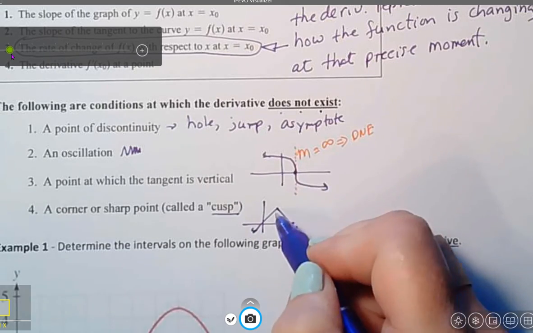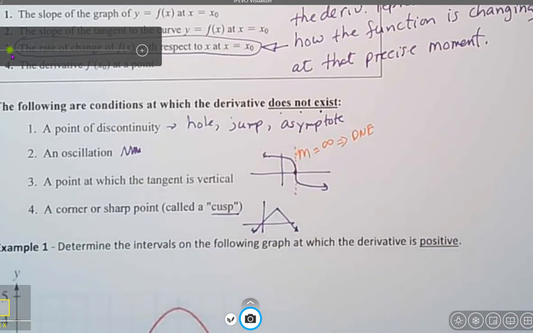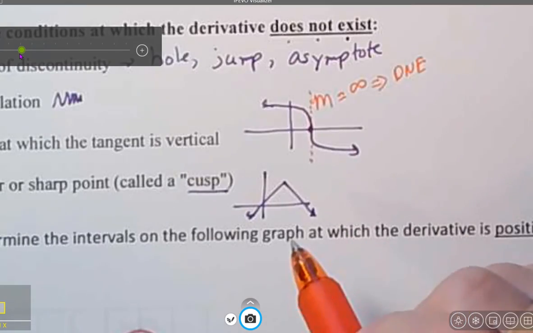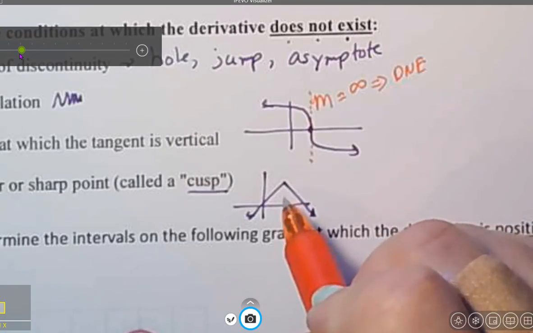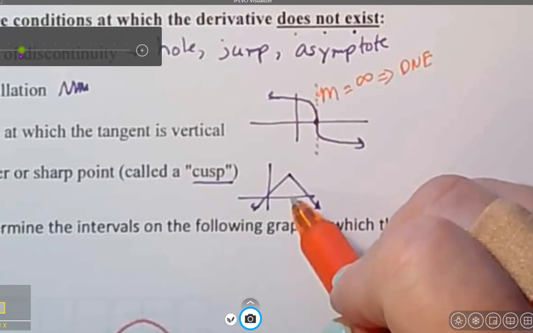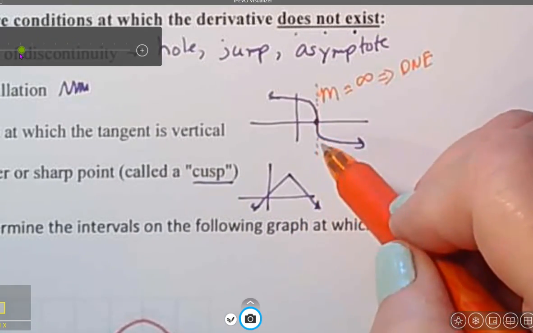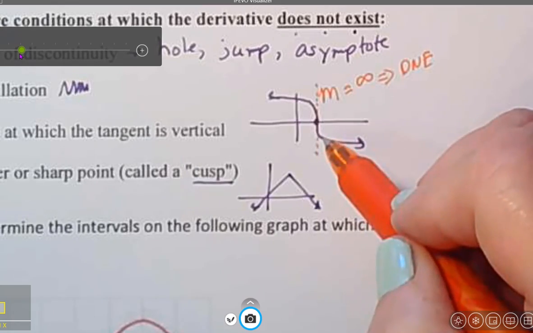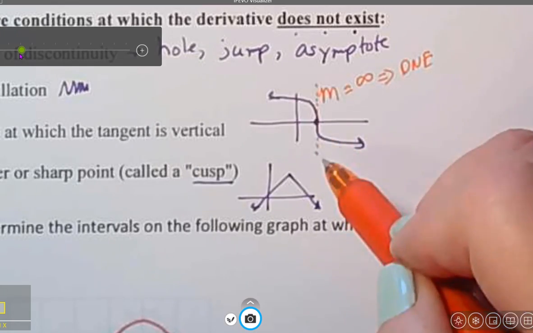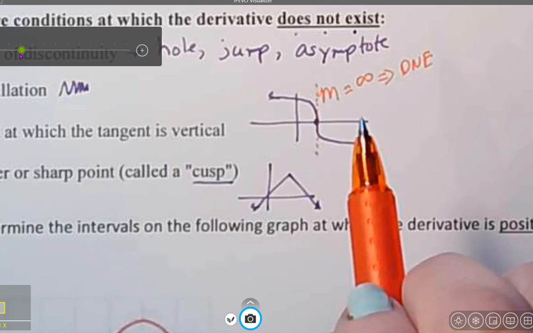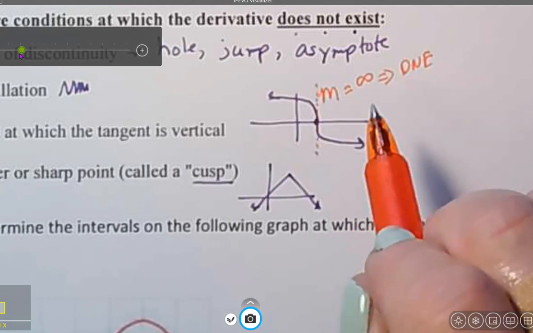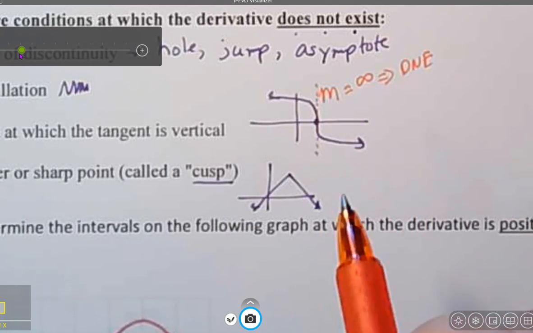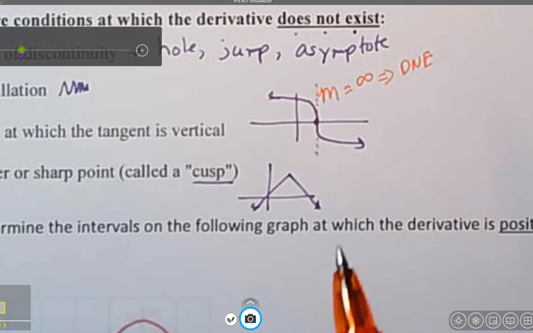Well, right here, why would this not exist? Here's why it doesn't exist. Because at a sharp point, think of your tangent lines. At any other curve, pick a point on a regular curve, and there should be just one tangent line that could be associated with that point. In other words, a line that would touch the graph at exactly one point. There's only one line.